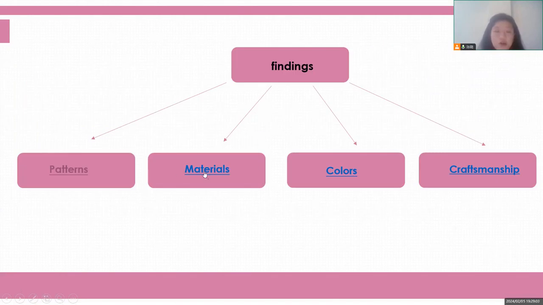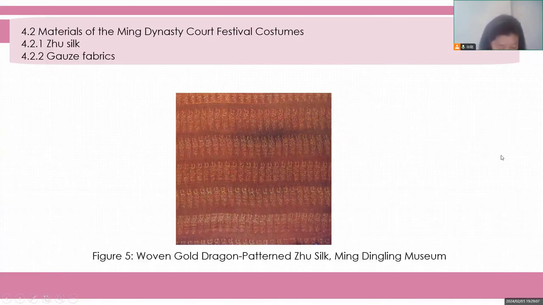The second part is materials. During the Ming Dynasty, a variety of silk products were prevalent for the palace seasonal festival clothes, with the material mainly consisting of various silk fabrics. The most famous fabric is Zhusi. Zhusi silk fabric has replaced the brocade and become a primary high-end fabric. Emperors and officials in the Ming Dynasty favored various Zhusi silk fabrics for their clothing. This is a picture of Zhusi silk.